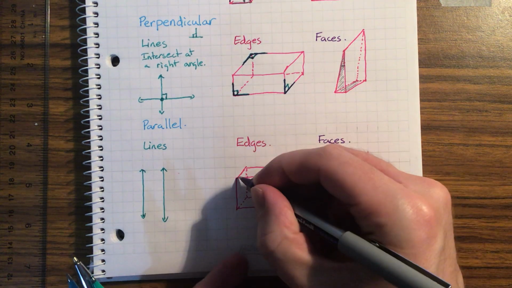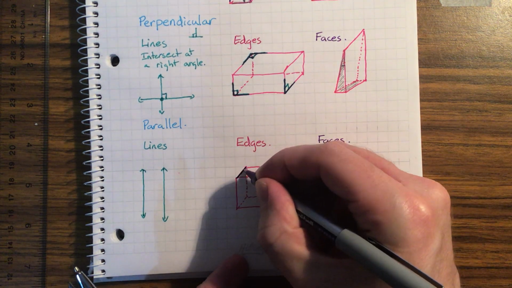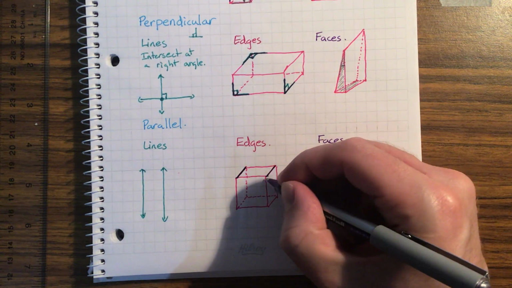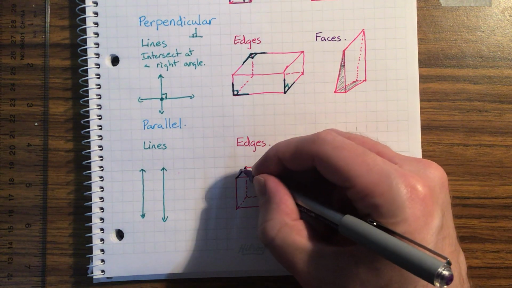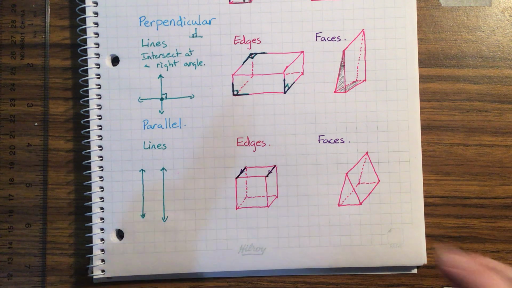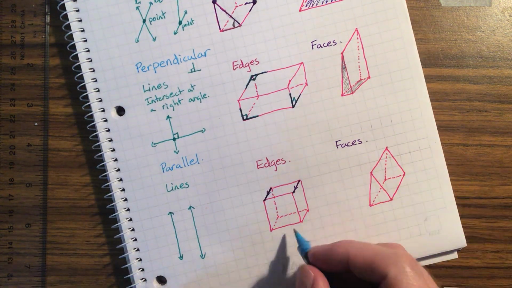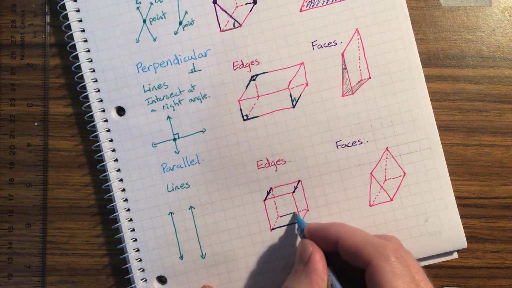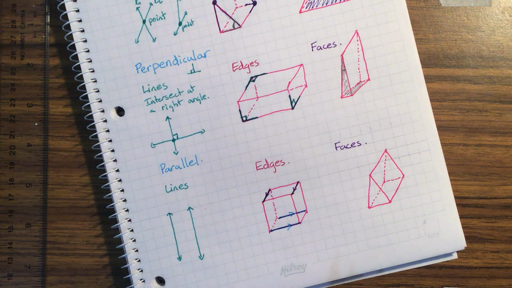So let's take a look at this edge right here. Is there an edge that's parallel to it? This one would be. If you kept these two edges going off forever in both directions, they'd never meet. Let's look at another pair. This edge down here is parallel to this back edge right here. Those two lines would never meet.